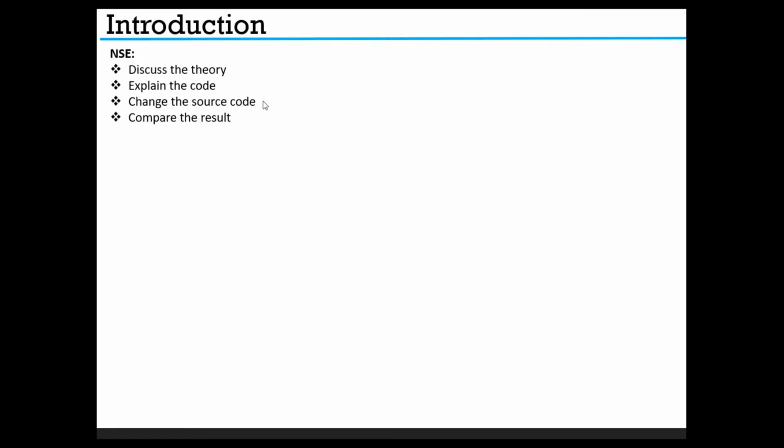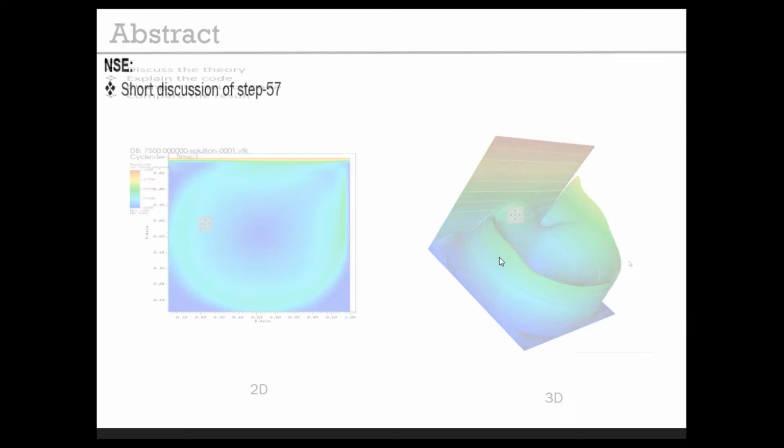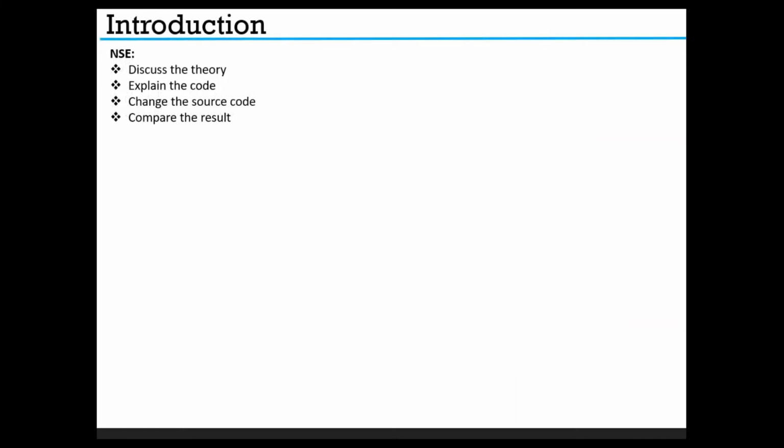Let's say, for example, this can be changed from 2D to 3D or something like that. So in this case we will get both 2D and 3D, and I will change the mesh in the source code, and also demonstrate how the change of the Reynolds number affects the mesh.